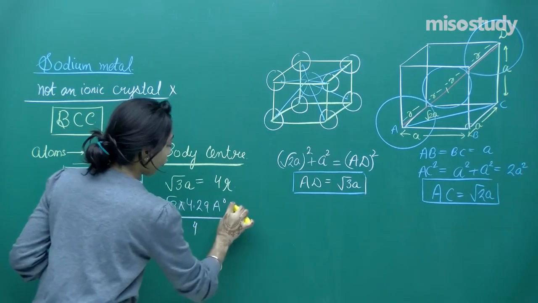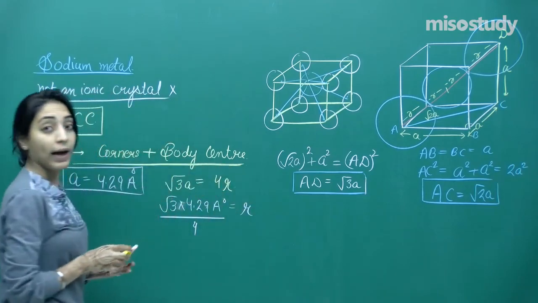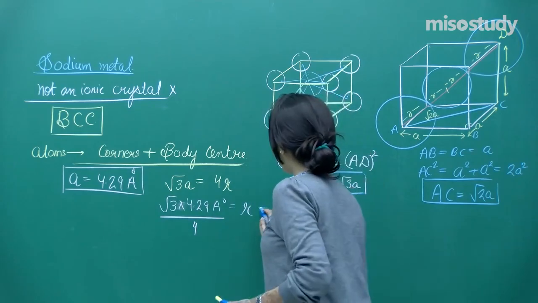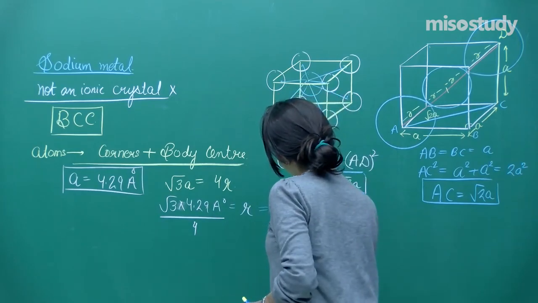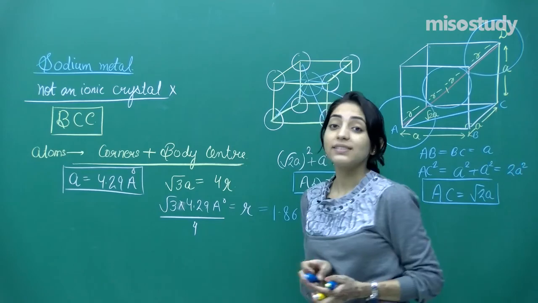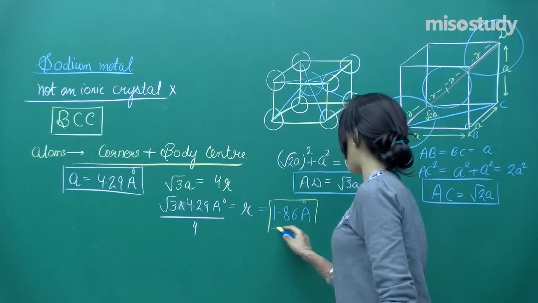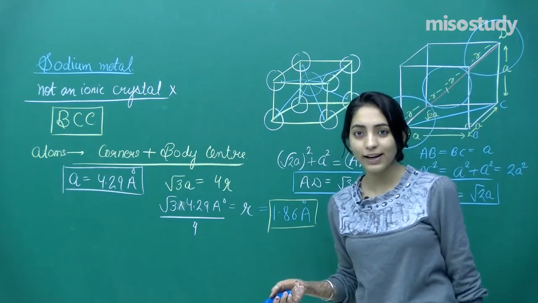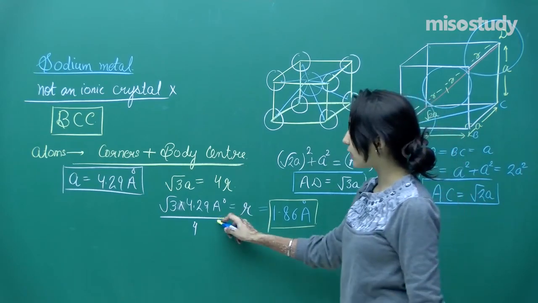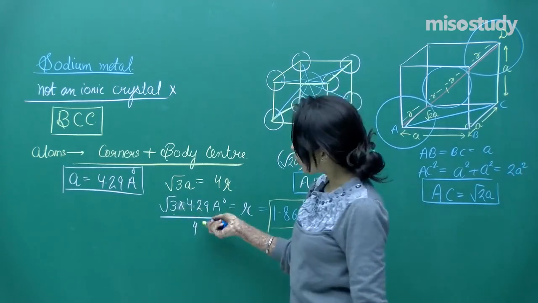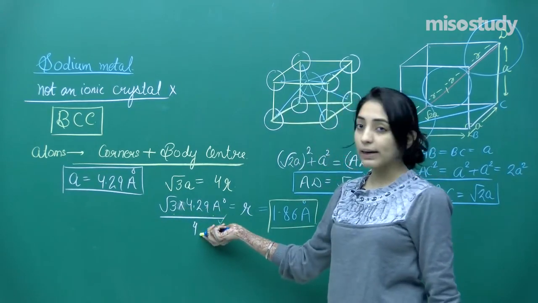Root 3A divided by 4, you will get the value of R. And if you calculate the value of R, you will finally end up getting the value of R as 1.86 angstrom. Guys, I am a very good student of maths also, so I know the answer like this, right? But for you people, you need to do the calculation. So under root 3 is 1.732, to be multiplied by 4.29 divided by 4.